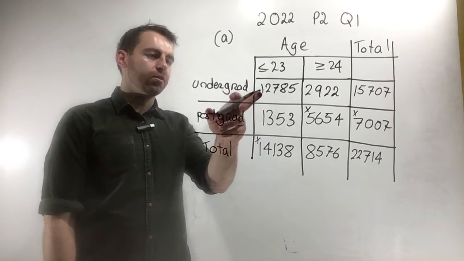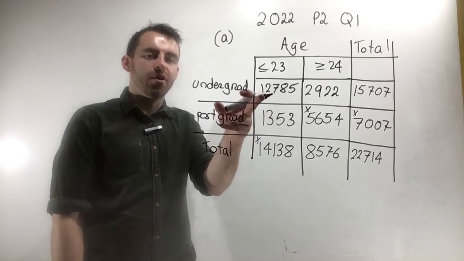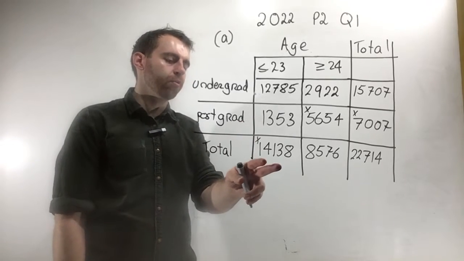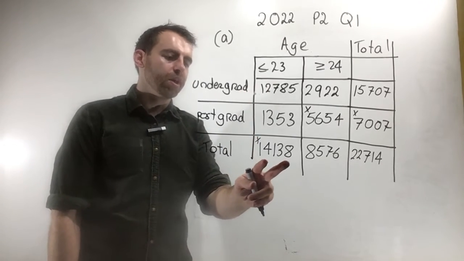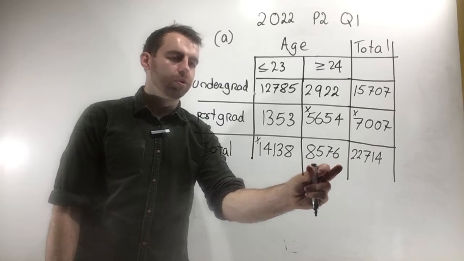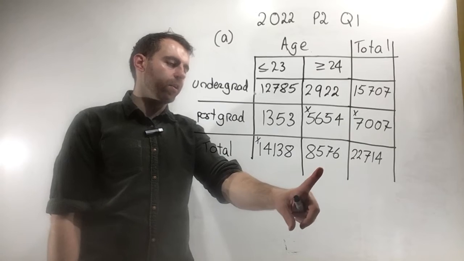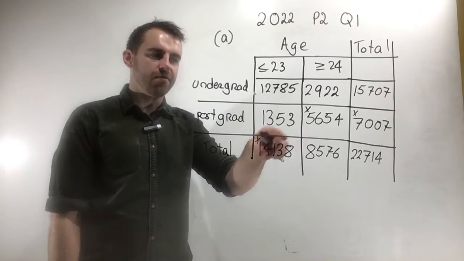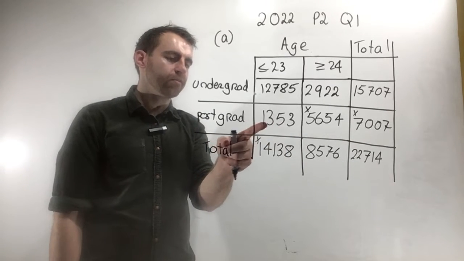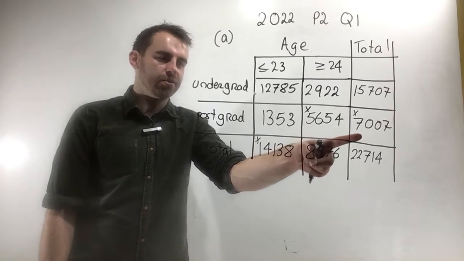So they've told me that of the less than or equal to 23, there's 12,785 undergrads and there's this many postgrads. So you simply add them together and it tells you that the total number of people less than or equal to 23 years old is 14,138. For the 24 and over, we know the total and we know the number of undergrads. So if I subtract 2922 from 8576, you get 5654. And then there's a couple of ways of getting this value. You can add up the number of postgrads for less than or equal to 23 and greater than or equal to 24, and it tells you there's 7,007 of them.